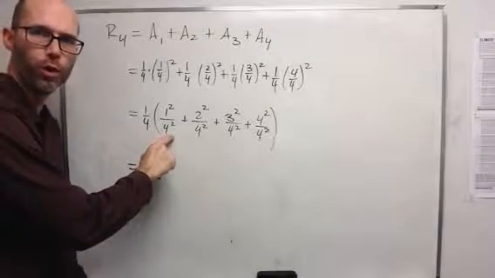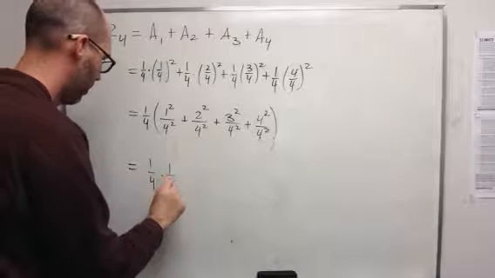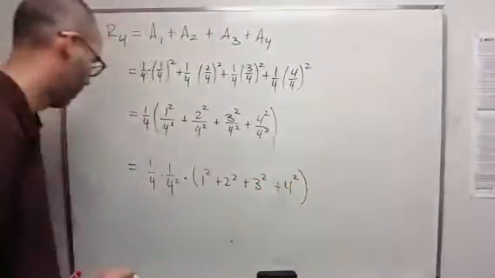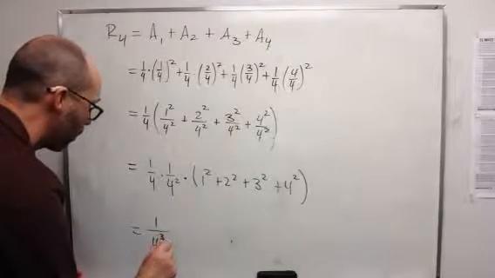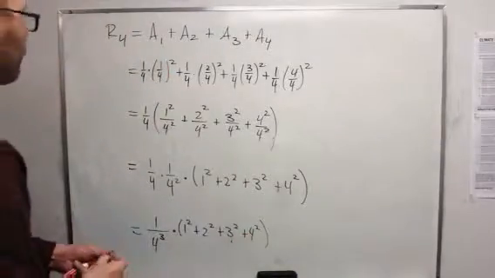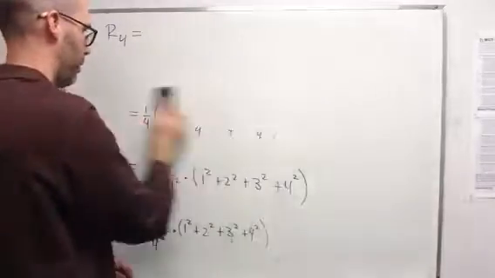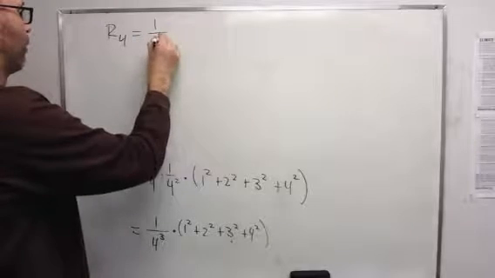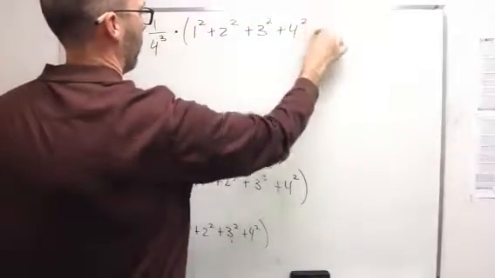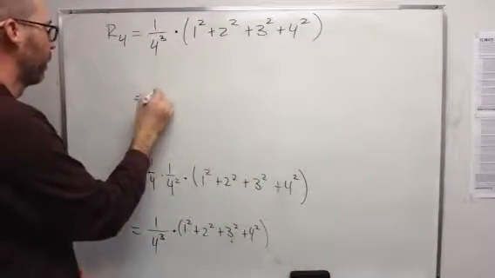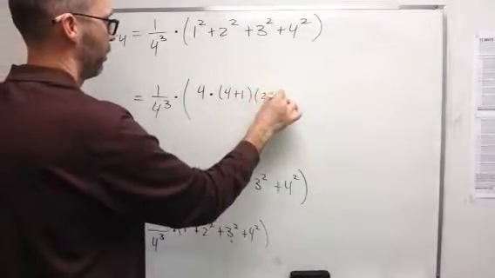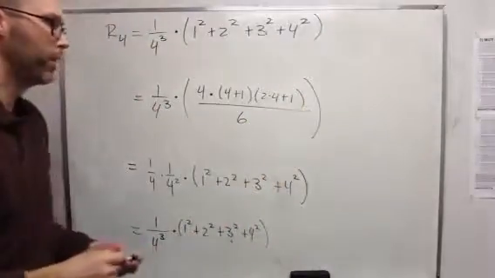Okay, now notice that we can factor out a 1/4 squared out of this whole thing. Now we could take this a little further and say this is 1/4 cubed times 4 times 4 plus 1, 2 times 4 plus 1 over 6. This is formula 2-2.